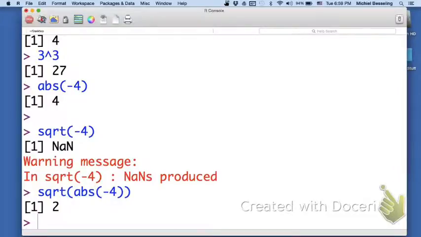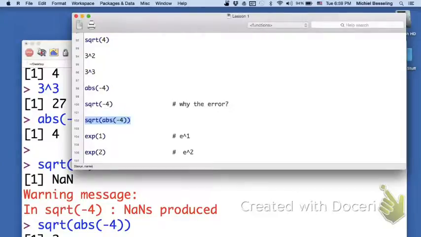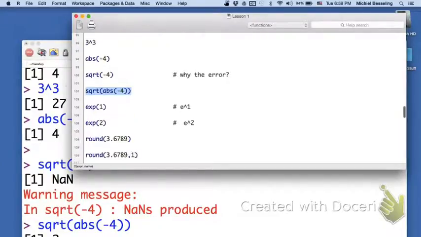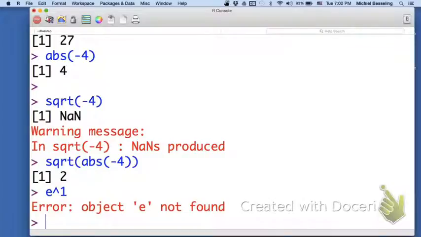If I want to take e to a certain power, the function for e can't use e to the first power. If I just go, what's e to the first power? It's probably going to yell at me. It's going to go, what's e? What are you talking about? Hey, I don't know this e.